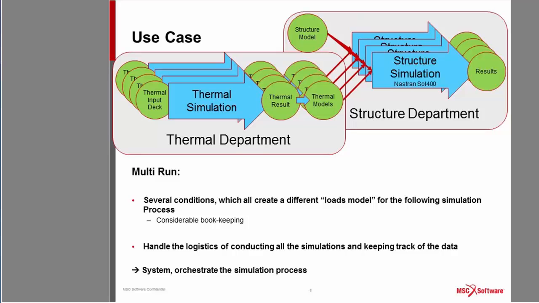Now, to add to this chained simulation, typically in this specific use case we are showing you today, you are running multiple thermal simulations for different situations, creating different thermal fields on your model. And so you're not just passing over between the thermal department and the structure department one thermal model, but a series of thermal models. And then in the structure department, you need to take all those thermal models and run them and do multiple simulations, like right here in our example with solution 400.